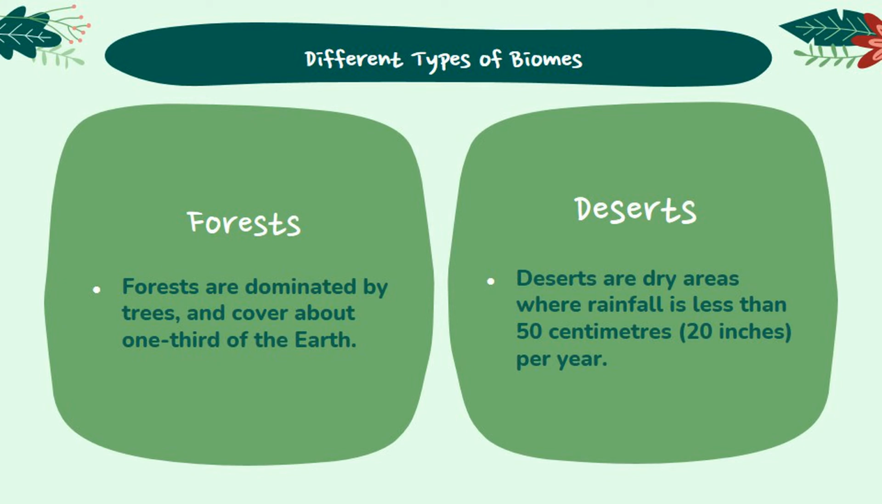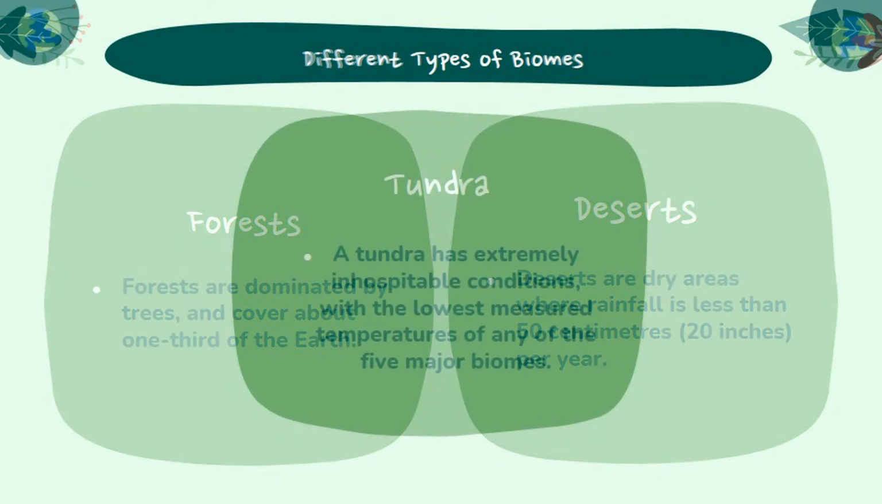Forests are dominated by trees and cover about one-third of the earth. Forests contain much of the world's terrestrial biodiversity, including insects, birds, and mammals. Deserts are dry areas where rainfall is less than 50 centimeters or 20 inches per year. They cover around 20% of Earth's surface. Deserts can be either cold or hot, although most of them are found in subtropical areas. Because of their extreme conditions, there is not as much biodiversity found in deserts as in other biomes.